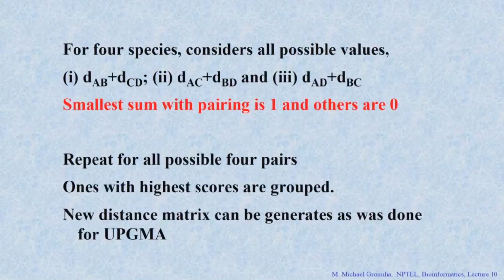Now, for example, with 4 species, we have different values, you can calculate AB plus CD and AC plus BD and AD plus BC, and the smallest sum, which comes close to each other, is given 1 and the others 0. Then we repeat for all possible pairs and take the closest ones, the ones with the highest score are grouped, and then from that group you can calculate the UPGMA method to get the distance. Along with the UPGMA method, they considered special conditions to derive these trees, right.